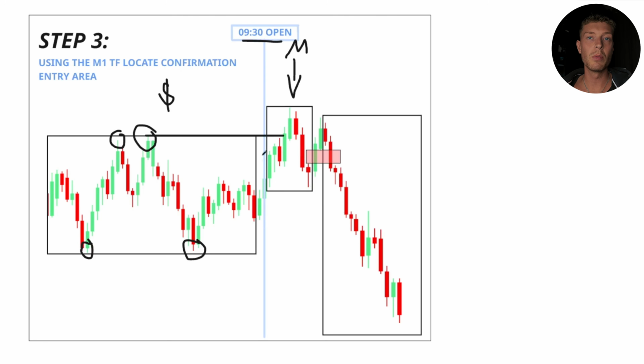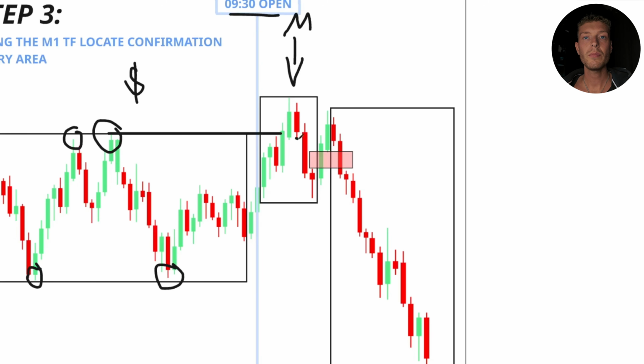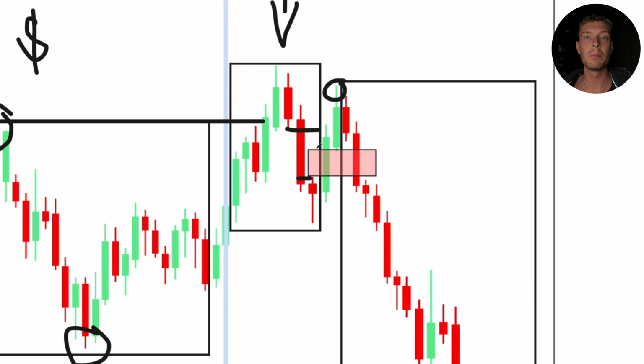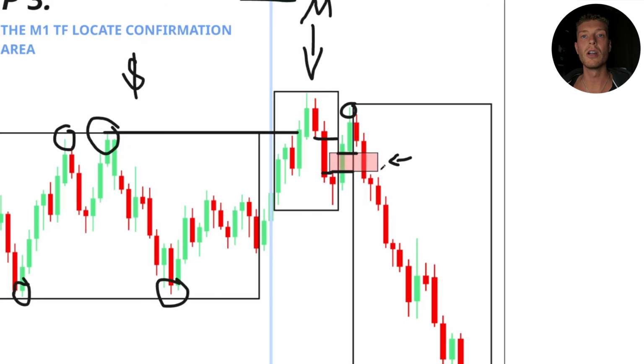So as you can see here, we manipulated to the upside. We had an initial push down, leaving a slight imbalance here. And then price has respected this area and then closed below what we can see here is an inverse fair value gap. So that is going to be our area to enter our trades. So as you can see, we have an inverse fair value gap here marked out by our box here, and this is going to be the area that we're taking our trades.